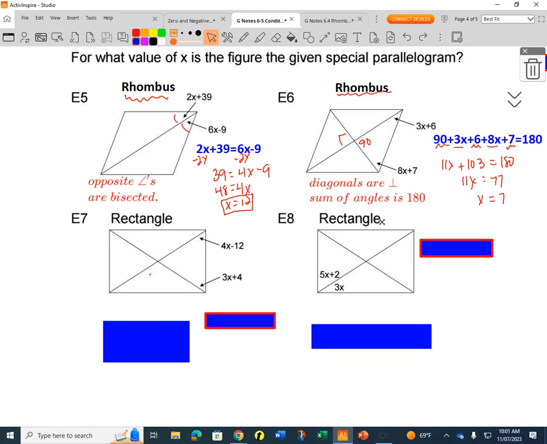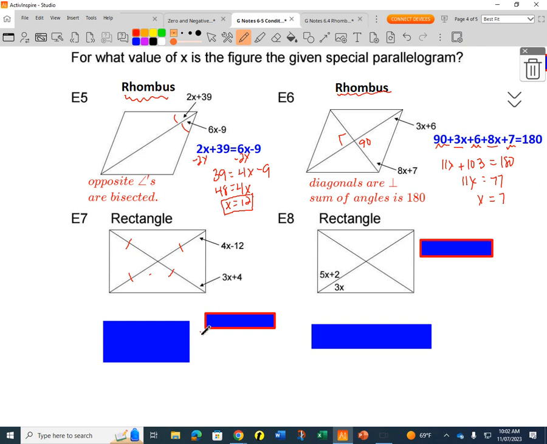All right, example 7 and example 8 are both rectangles. What do we know about the diagonals of a rectangle? They're congruent. We also know this one is congruent to this one. We also know that the diagonals bisect each other, right? Which means all of these are going to be congruent. Does that make sense?